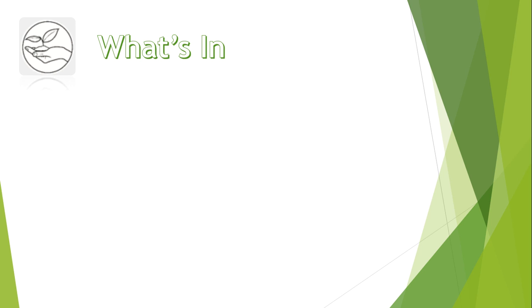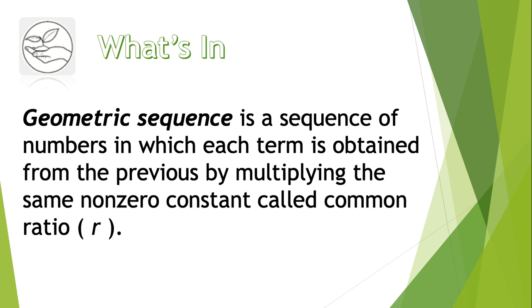Now, since we are taking up geometric means, you must already understand what a geometric sequence means and how to obtain the next term in the sequence. To recap, a geometric sequence is a sequence of numbers in which each term is obtained from the previous by multiplying by the same non-zero constant that we call the common ratio, represented with the variable r.